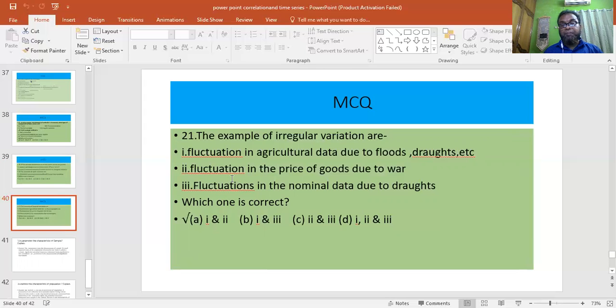So I think you have understood. These are most important MCQ. If you follow these MCQ, you can get them in the exam. This may be set in the exam. So you should be more serious about these MCQ.